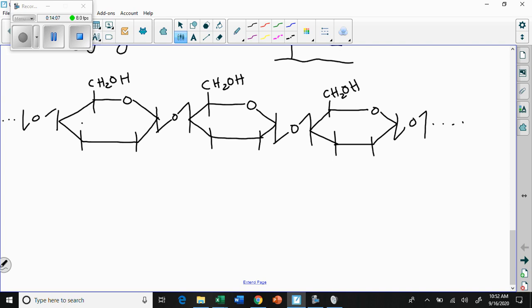I guess I should put the OHs in. I was kind of going fast there. This starch is called cellulose.